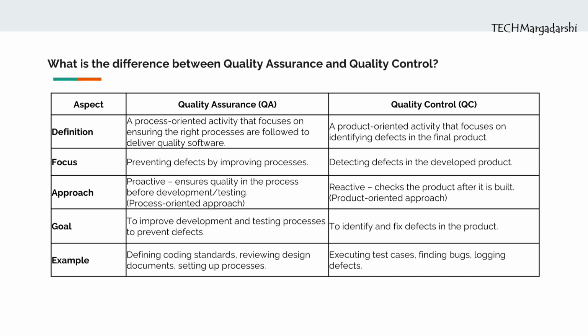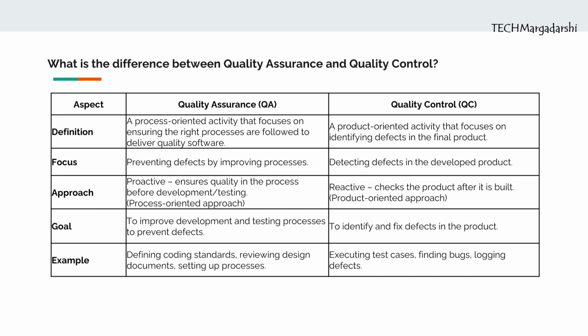On the other hand, quality control, or QC, is a product-oriented approach. It focuses on detecting defects in the actual product after it has been developed. QC is reactive because it comes into play once the product is ready, and the goal is to identify and fix defects. Examples of QC activities include executing test cases, finding bugs, and logging defects.